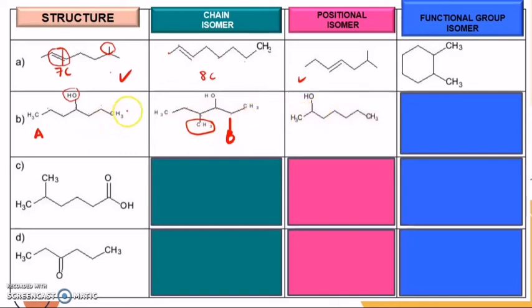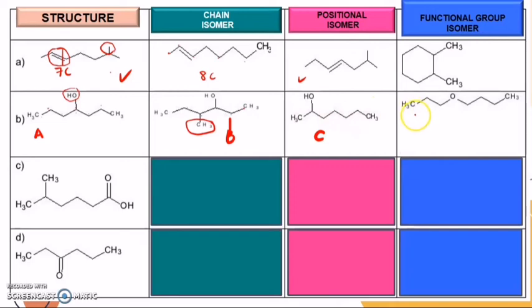For the positional isomer, I maintain the longest chain as 7 carbons, but I change the position of the OH group from the 4th carbon to the 2nd carbon. And I name it as C. A and C are positional isomers. For the functional group isomer, the pair for the hydroxyl group is the alkoxy group, and I draw the compound with O in between two alkyl groups, but with the same number of carbons as A. I name it as D. So A and D are classified as functional group isomers.